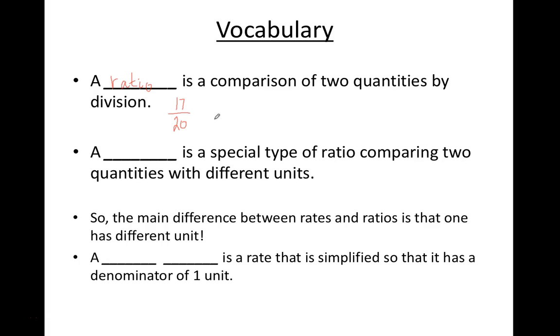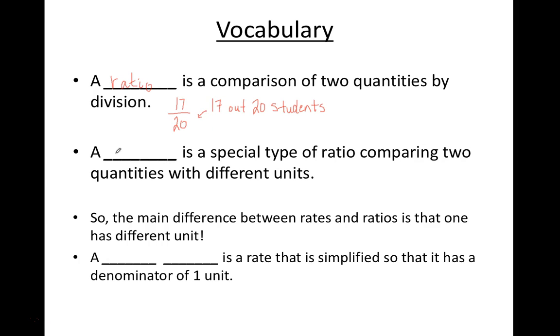And to think of that in a broader sense, like a real world example, how many of you do your homework? So we could say 17 out of 20 students do their homework. So 17 out of 20, and the fractional representation would be 17 over 20.